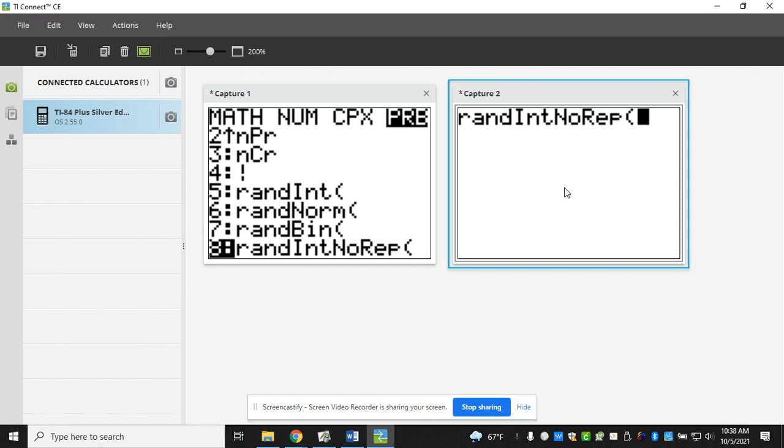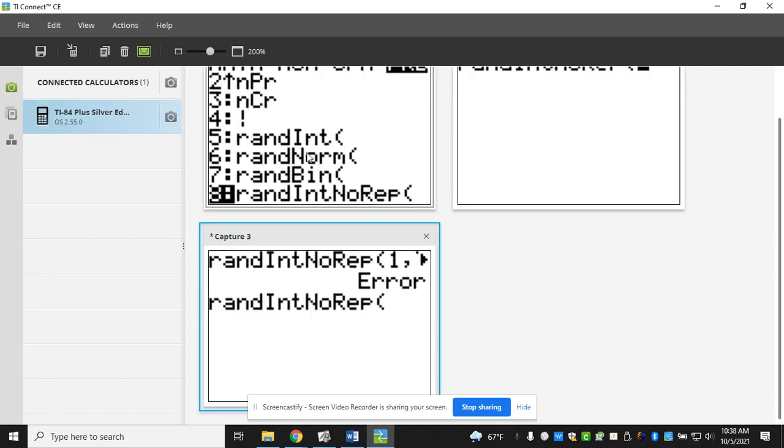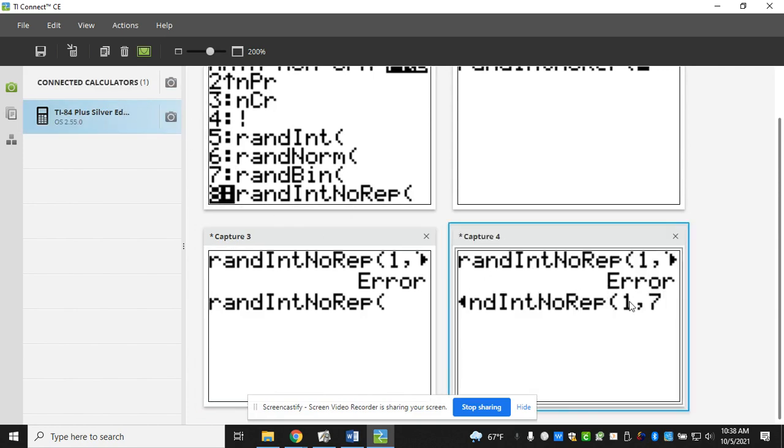Mine didn't work. Did anybody else's work? It did work with the lower, upper? Wait, mine still says error. Yours should say error right now. It says we're supposed to have 3 arguments, but I don't understand why, because it doesn't work. So just type in 1, 7. But where does it say upper and lower? Yours doesn't. That's a different calculator.